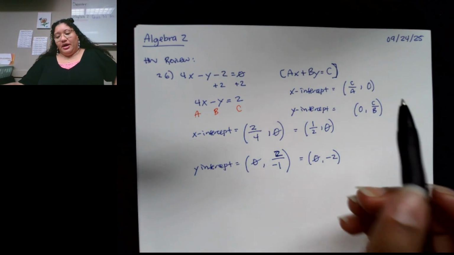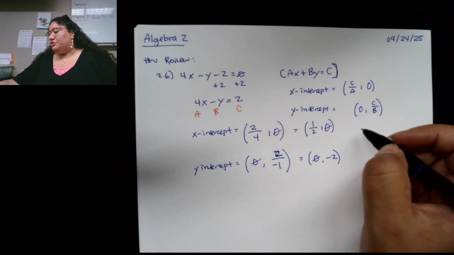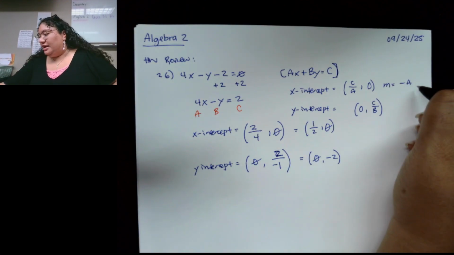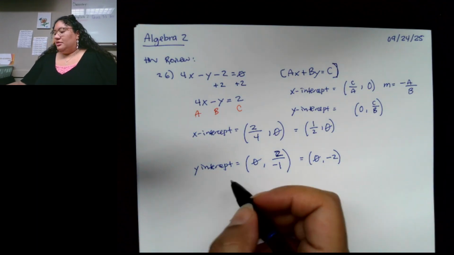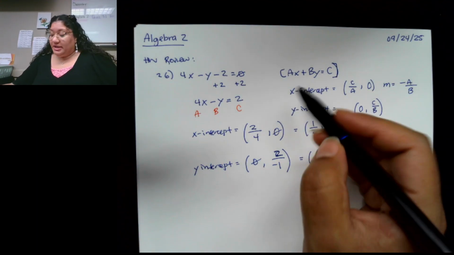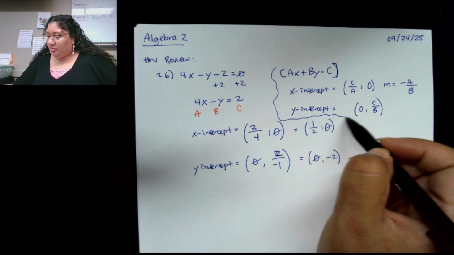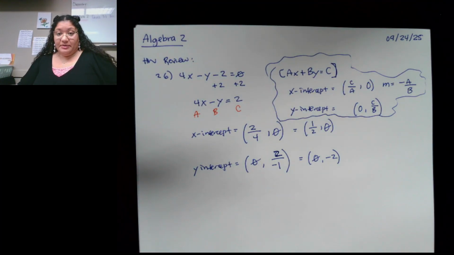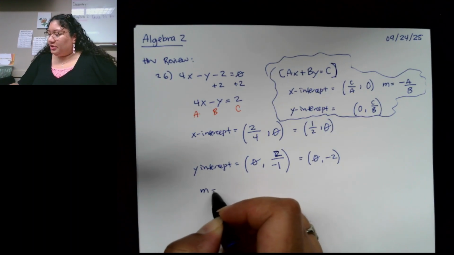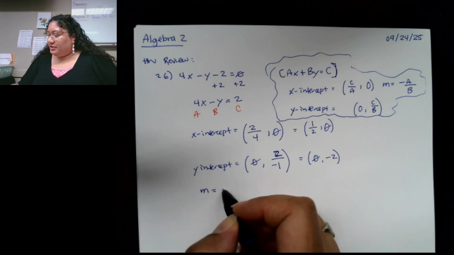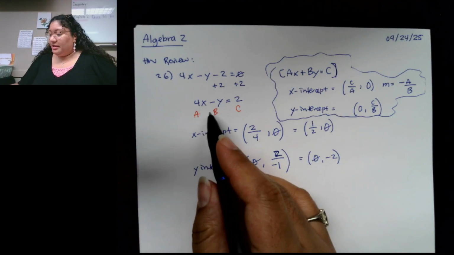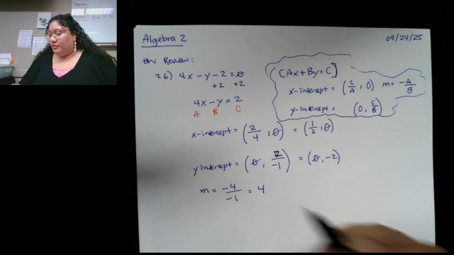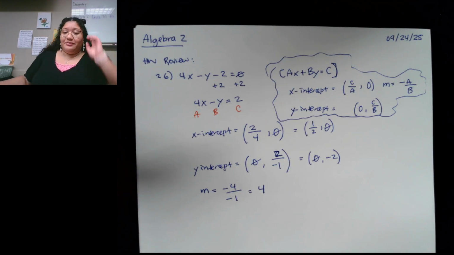From this portion, we said that our slope equals negative a over b. Again, if you do not recall these notes, please go back to your notes from yesterday. That is where we wrote them. So slope equals negative a over b, so negative 4 over b. My b again is negative 1. So my slope is positive 4. From here, we're going to graph.